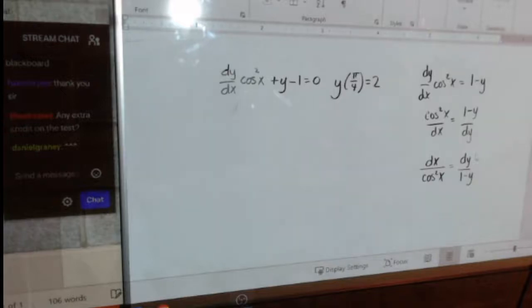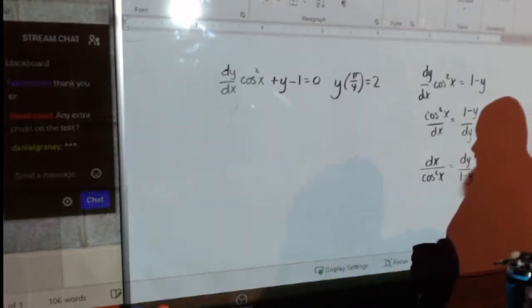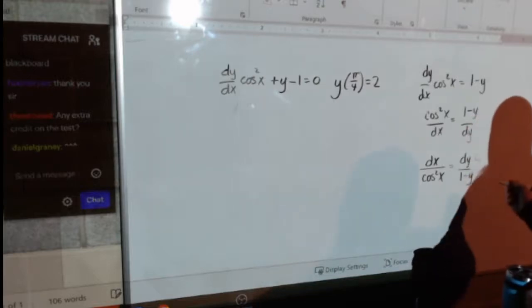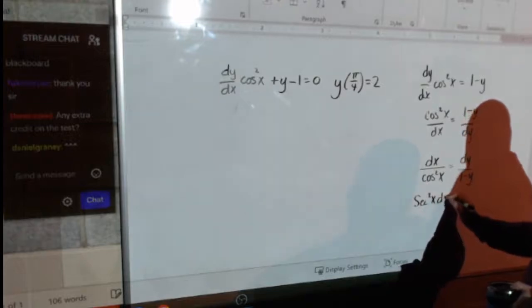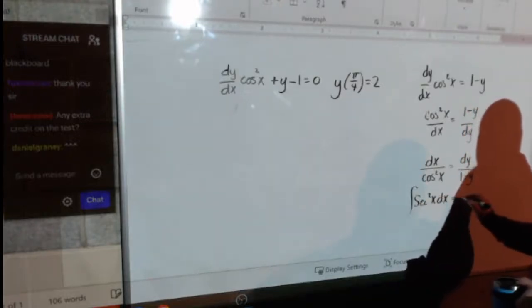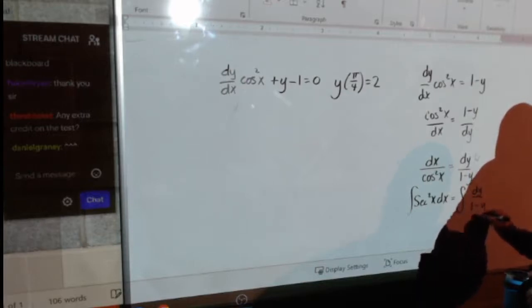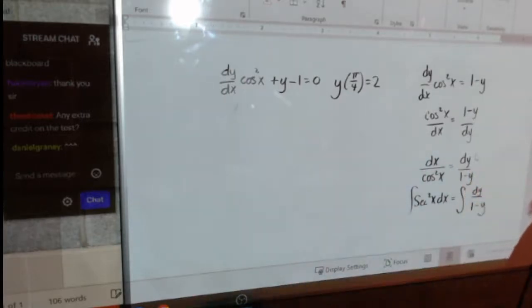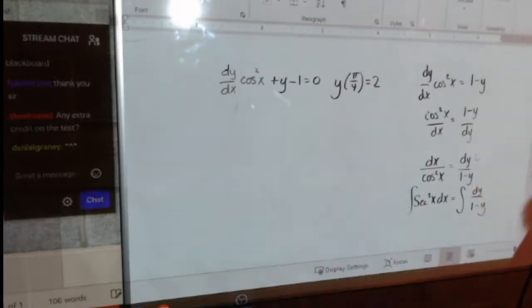The integral of 1 over cosine squared, that's equal to secant squared. And the integral of secant squared is what?